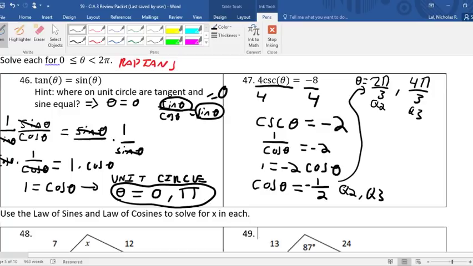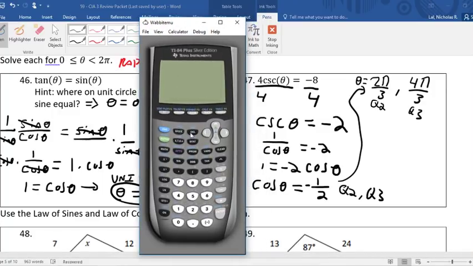So let's use our calculator to check. Calculator, mode, radian mode. Let's find the cosine of 2 pi over 3. -1/2, and the cosine of 4 pi over 3.